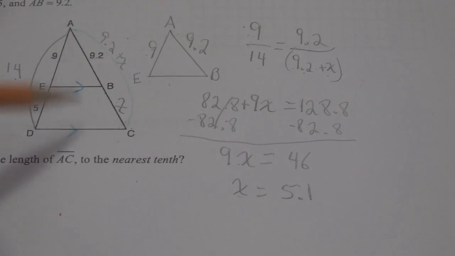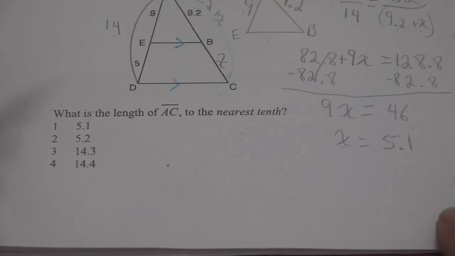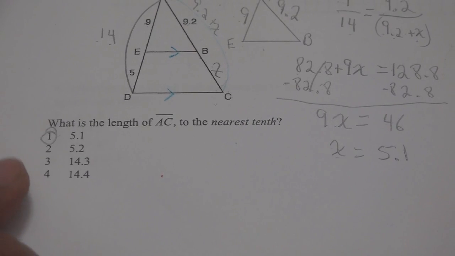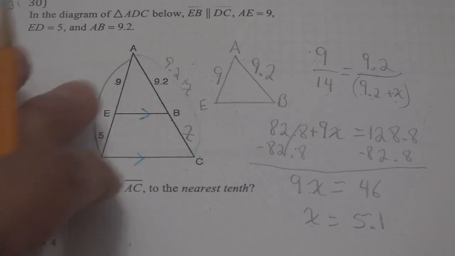So remember, whenever you have similar triangles, just separate the two triangles, label them, and then just compare corresponding sides, and you'll find your answer. So correct answer, ta-da. See, multiple choice, but I still have to show the work. Why? Because this is not a guessing game.